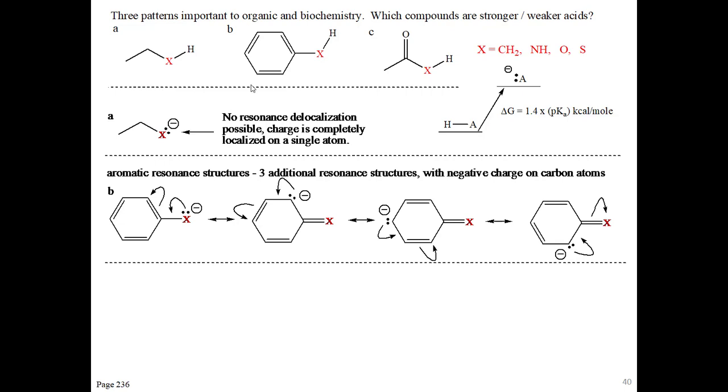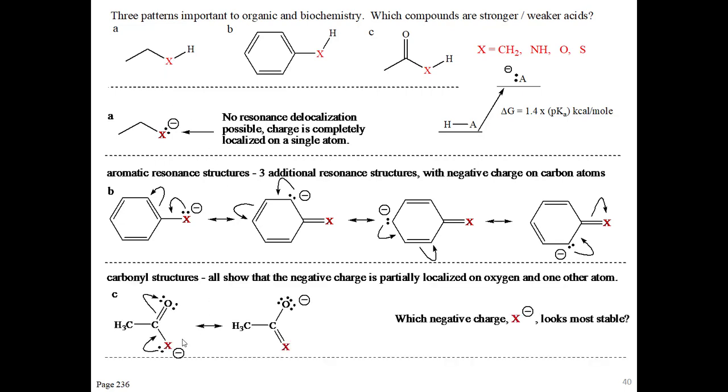So I'm thinking that all of these X guys here will be more acidic than the same X over here. And in the last example, if we put a minus on this X, we do have the carbonyl next door, so we can draw a resonance structure with the oxygen minus. That's only one extra resonance structure.